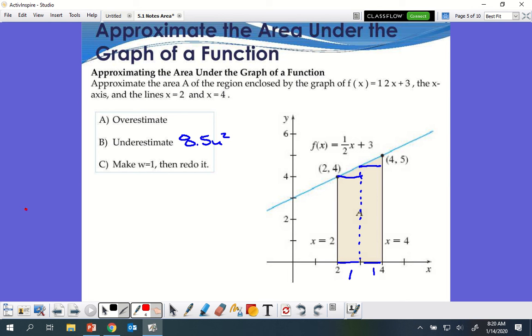Total. I want total. 9.5. There we go. Because a left hand would look like this.